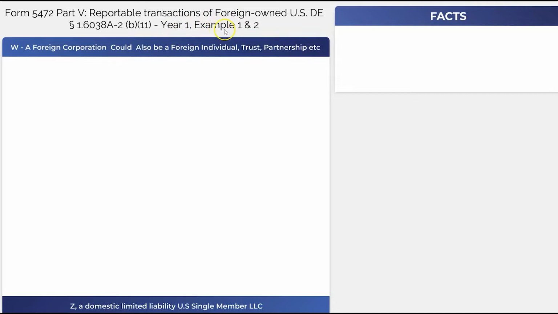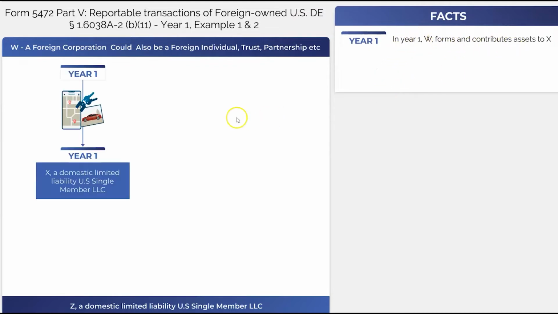Okay, so we have the year 1 example here, and this is a combination of example 1 and 2. So I'm going to go ahead and read the facts for you, and then we go through the analysis. The first fact says that in year 1, W forms and contributes assets to X. So here's W. W is a foreign corporation. W can also be a foreign individual. It could be a foreign trust. It could be a foreign partnership. So whatever it is, as long as it is a foreign entity or a foreign person that owns a US single member LLC, we can use it as an example. So here it says that W in year 1 forms and contributes assets to X. So let's see what the flowchart looks like.